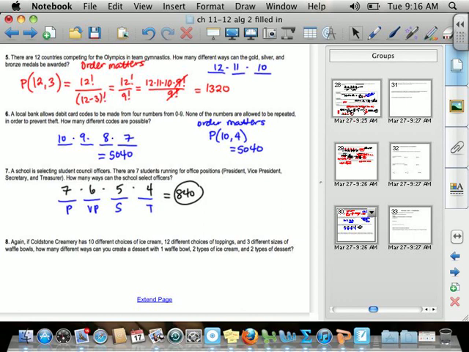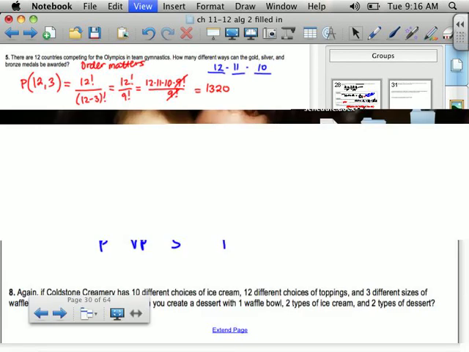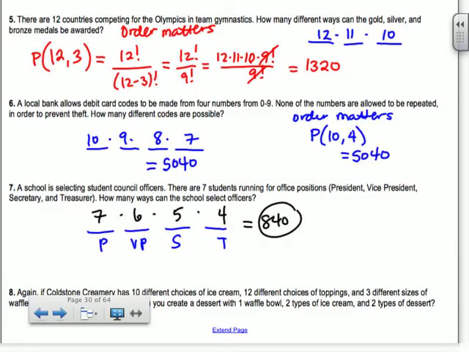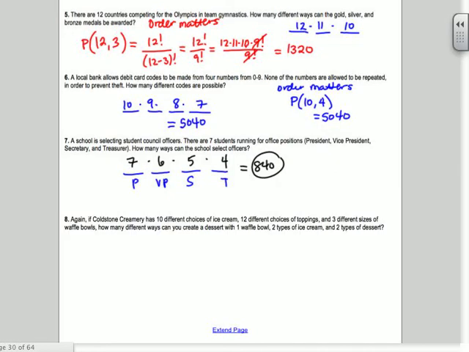So number 8 says, this is a little bit different. So let's think about how this is different than before. So it says, again, if Cold Stone Creamery has 10 different choices of ice cream, 12 different choices of toppings, and 3 different sizes of waffle bowls, how many ways can you create a dessert with 1 waffle bowl, 2 types of ice cream, and 2 types of toppings?